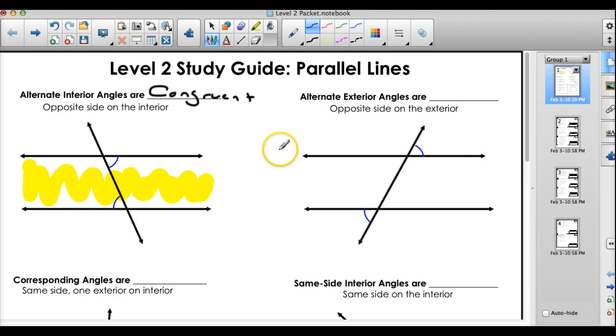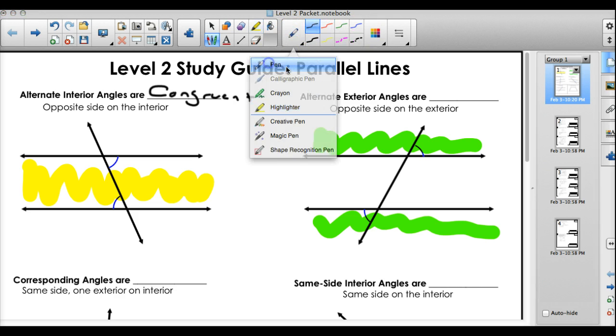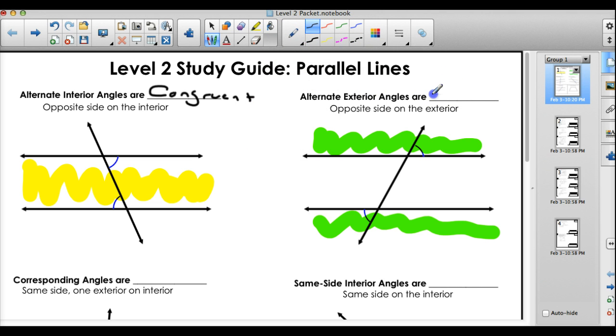Alternate exterior angles. They are on opposite sides of the transversal, this being the transversal, this line up and down, and they are on the exterior. So our exterior would be out here, right? And we know that alternate exterior angles are congruent as well. So we have two congruent ones so far.